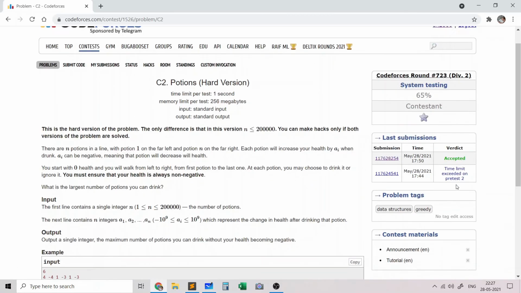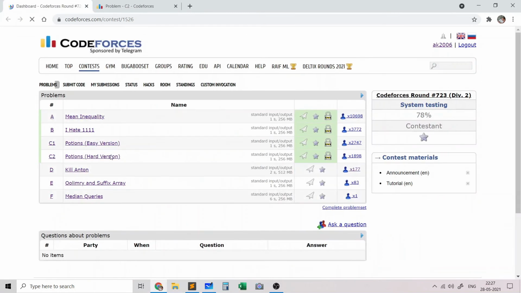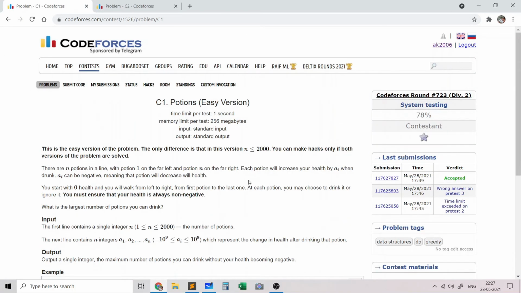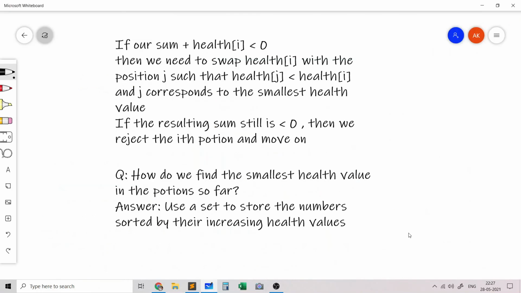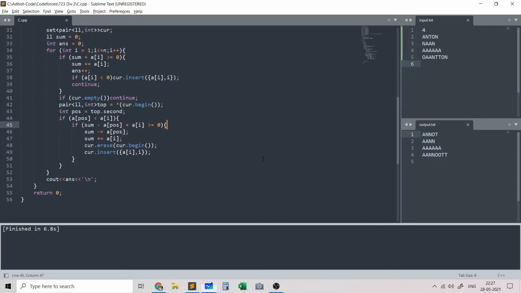So this was the hard version. If you look at the easy version, then you can use a simpler approach, because n is less than or equal to 2000, and that's all that's there in our solution. So let's look at the code.